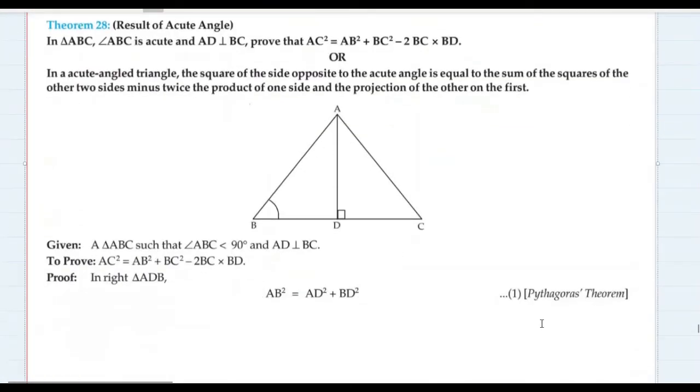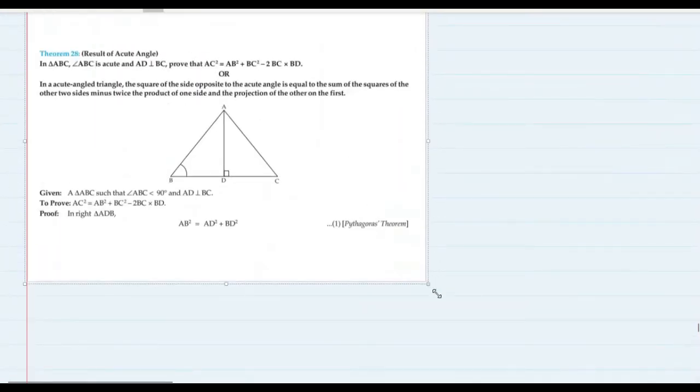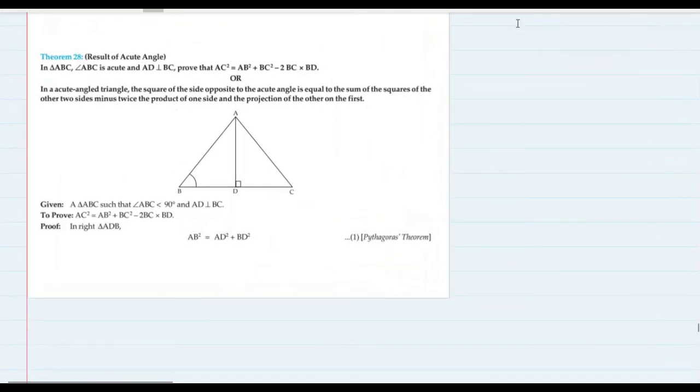Next theorem is in front of you. This theorem is known as the result of acute angle. In triangle ABC, angle ABC is an acute angle and AD is perpendicular to BC. You have to prove that AC square is equal to AB square plus BC square minus 2BC into BD.